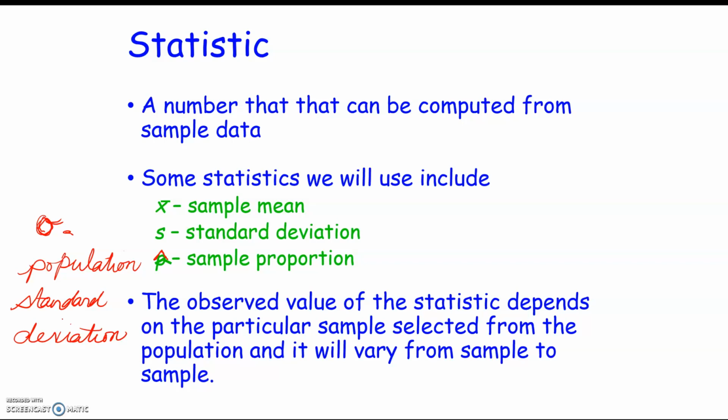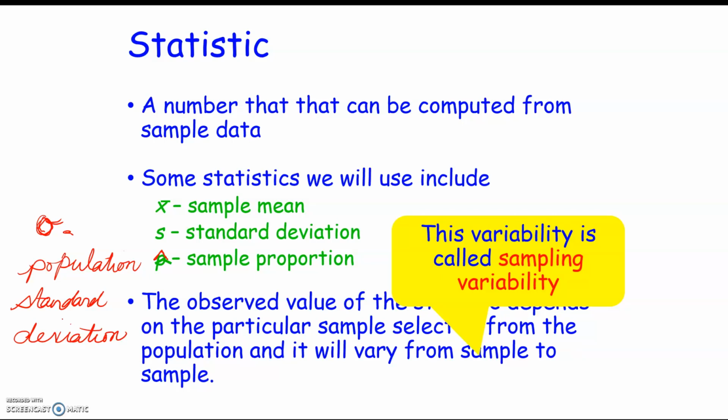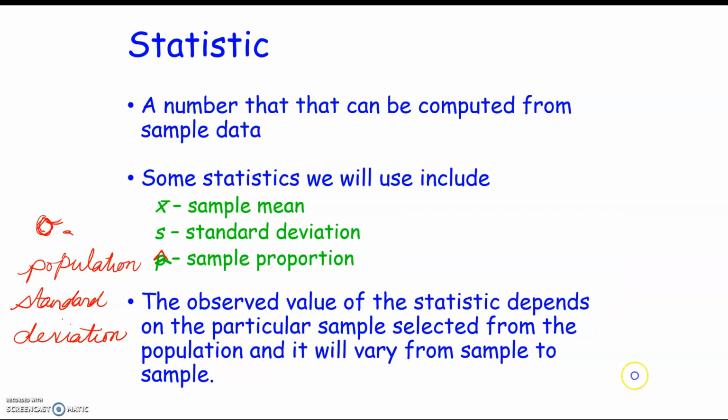The observed value of the statistic depends on the particular sample selected from the population, and it will vary from sample to sample. And this varying is called our sample variability, whenever it changes from sample to sample. And the closer that we can get those samples to be the same, then we know we have a good group of data.